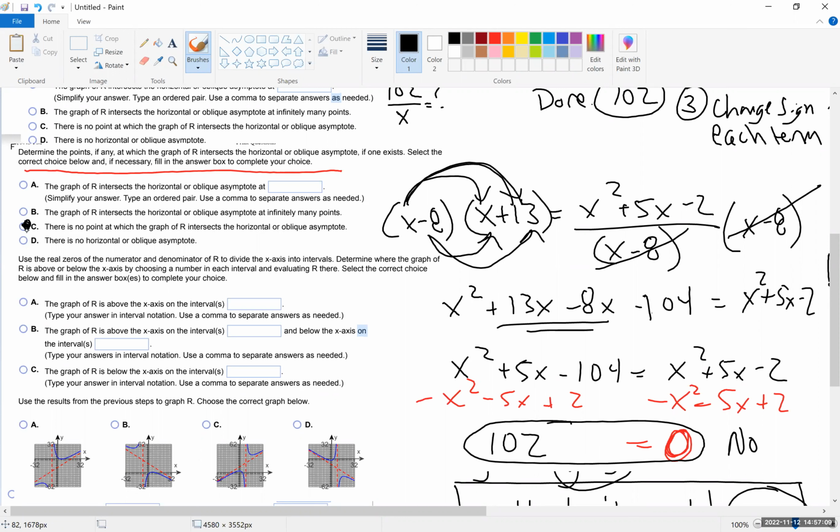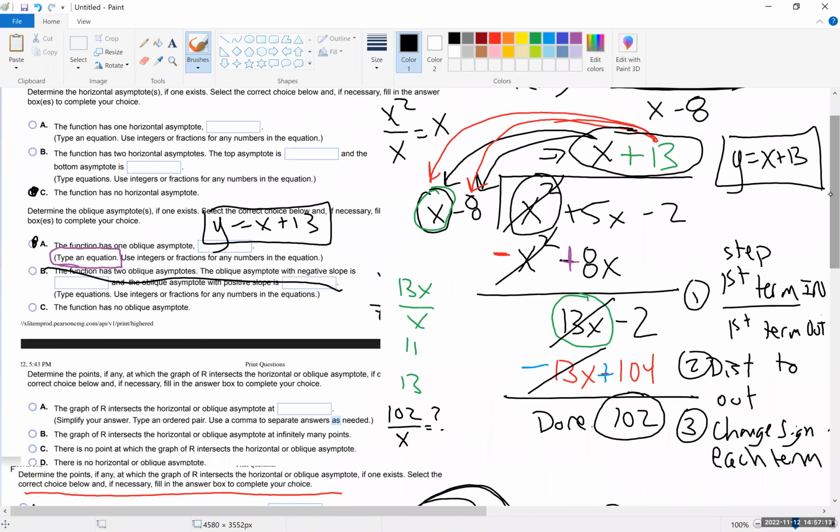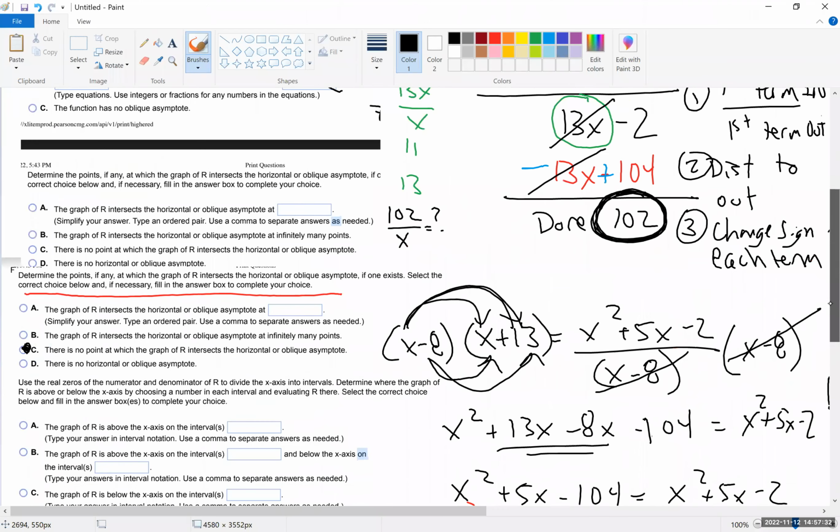Now, what I should have said also is if you go up to the previous problem, when you do polynomial division, if you have a remainder, they do not intersect. Wait, am I lying to you? You always have a remainder. I'm lying. The only way that you can do it is the way that I just showed.